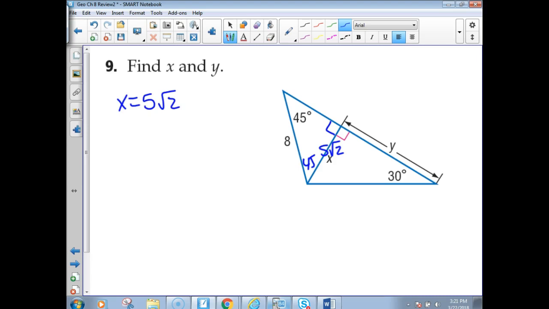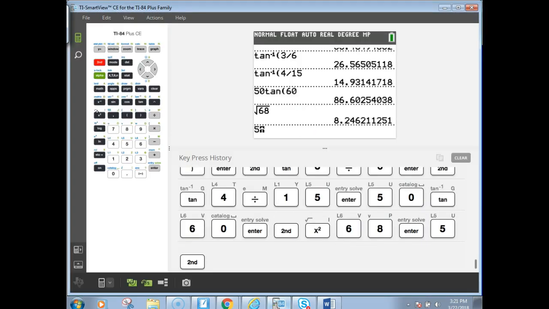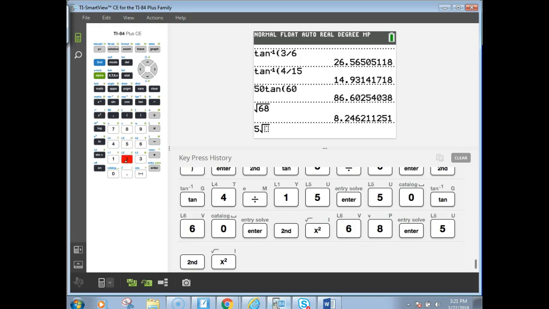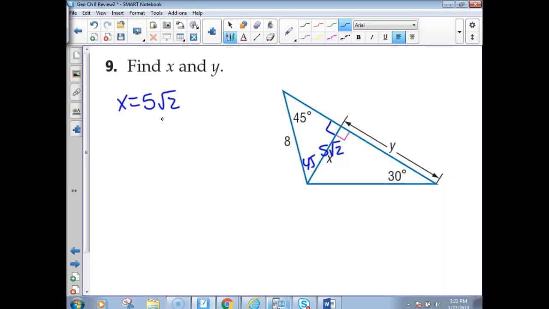I wouldn't take off points, though, if you did sine, opposite over hypotenuse, and you told me that it was, I'm just going to type this in and write down the decimal. If you gave me the decimal of 7.1, is that right? I don't know why I don't remember that. 5√2, 7.1? I would be fine with that.